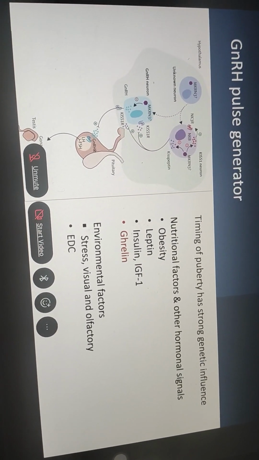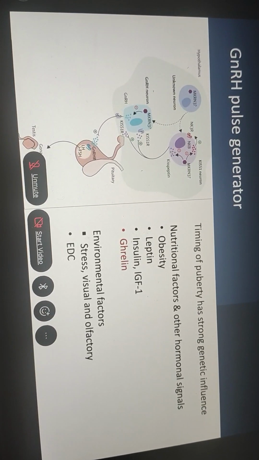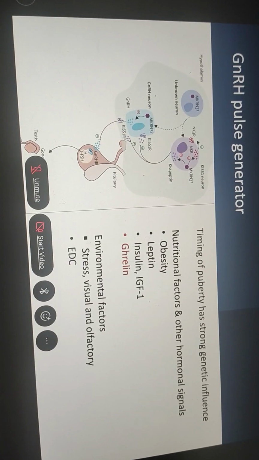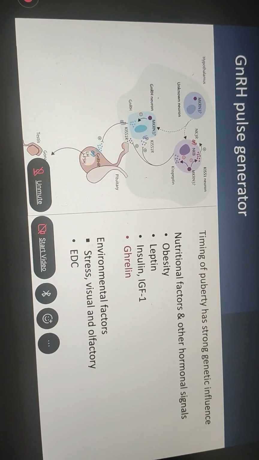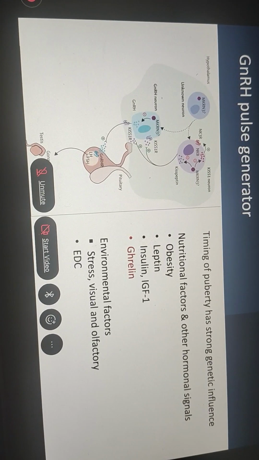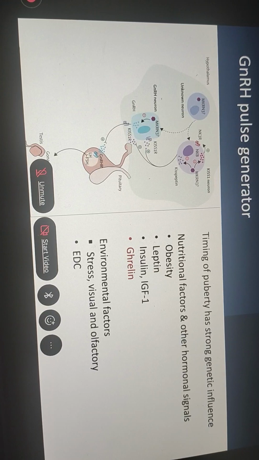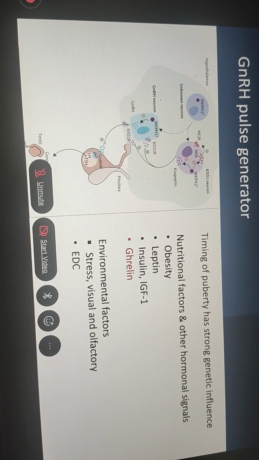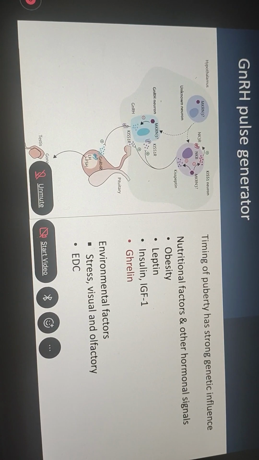So children who have rapid weight gain, specifically in the age group of 8 to 10 years, are bound to have accelerated or early puberty. Similarly, environmental factors like stress, visual and olfactory stimuli, or some environmental disruptor chemicals in the form of bisphenols. We have seen that children who are exposed to these kinds of environmental disruptors can also have early or delayed puberty.